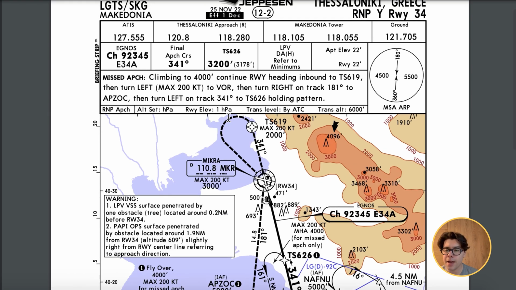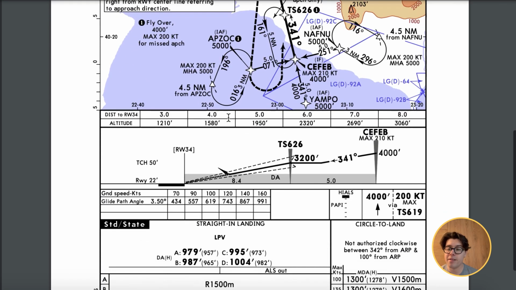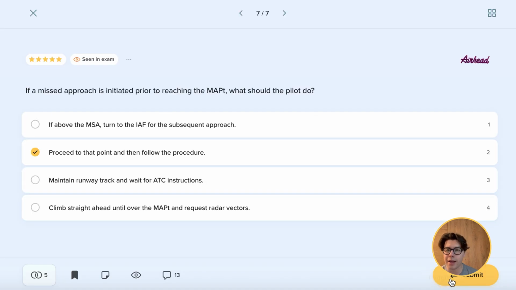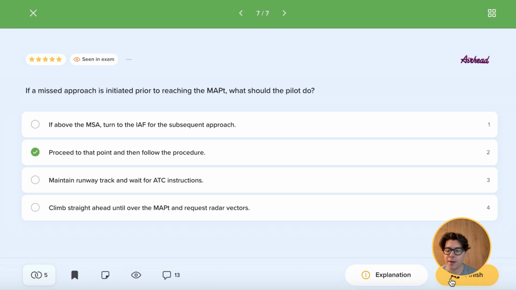And just lastly, just to show you the difference, this is an RNP Yankee approach, which has an LPV, which is essentially a precision approach, or can be considered as such, as flown to the CAT 1 minima. As you can see here, for example, we do not have the missed approach point. We only have a DA and the arrow that dictates where we would potentially go around in case that is necessary.